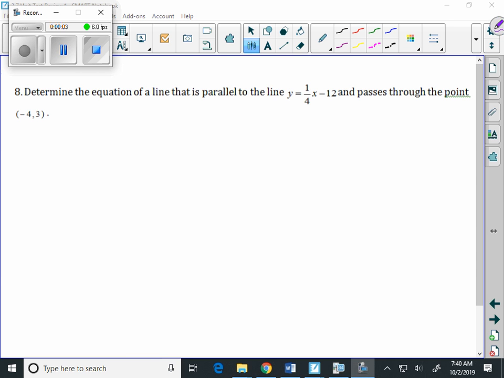Determine the equation of the line that is parallel. I like to circle that to remind myself of what we need to do to the line y equals 1/4 x minus 12 and passes through the point -4, 3. Well, once again, this equation is in slope-intercept form.